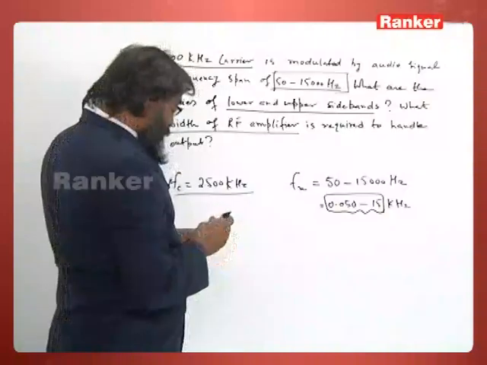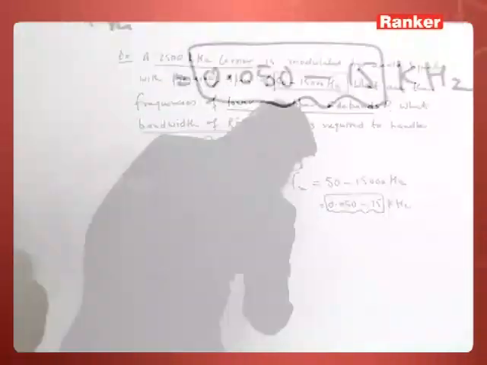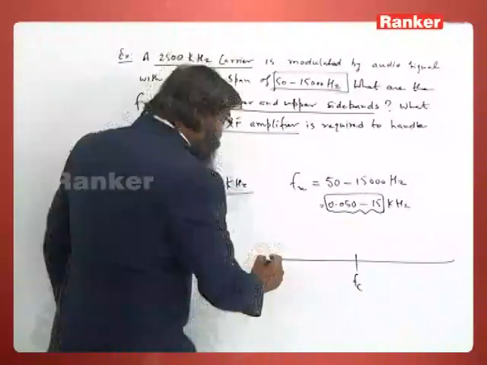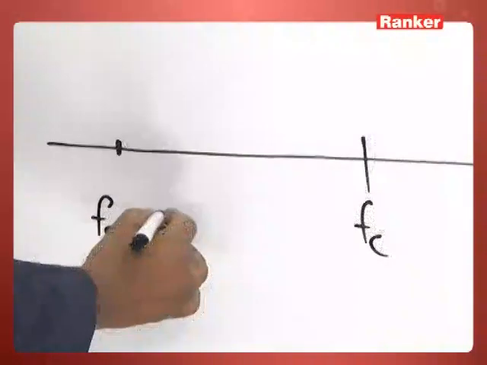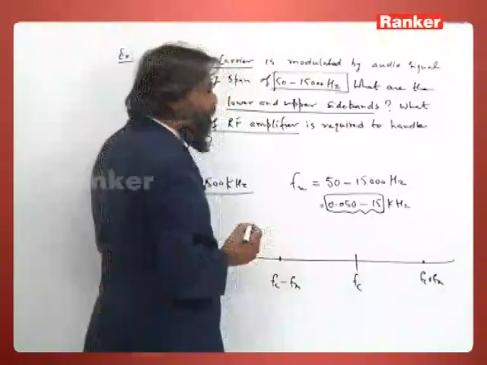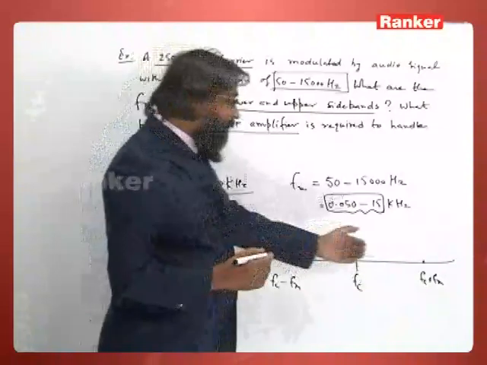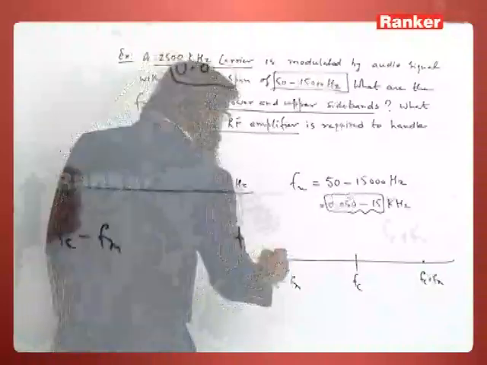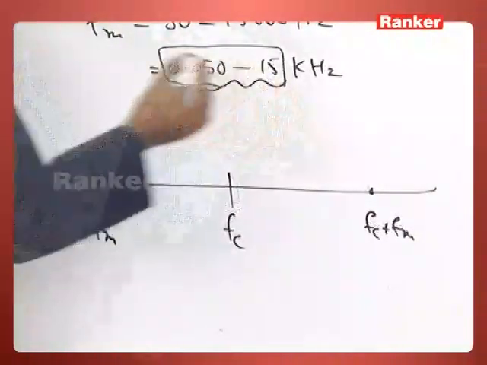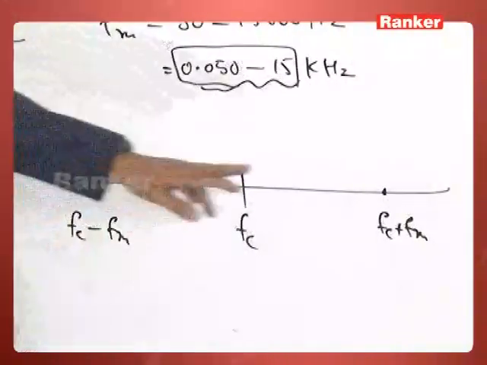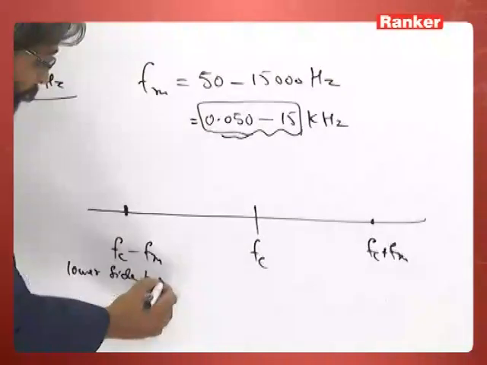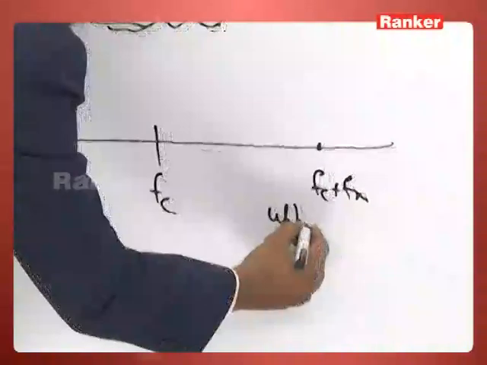In amplitude modulation, here I write the carrier frequency. There will be one lower sideband, that is FC minus the signal frequency, and here FC plus the frequency of the modulating signal. This is called the lower sideband, this is called the upper sideband, and this is the carrier frequency. Here we have FM, which is again 0.050 to 15 kilohertz.